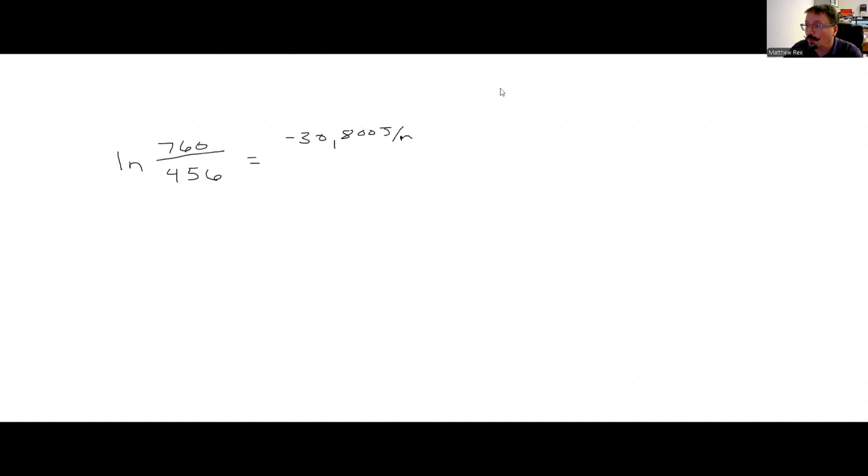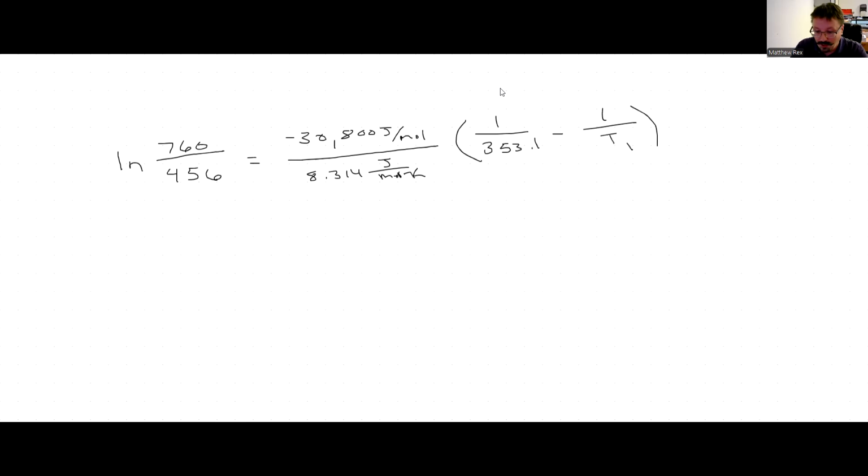So we're going to go from 30.8 to 30,800. Like I said, that'll be over R, 8.314 joules per mole Kelvin. And then 1 over T2, which we made our P2 atmospheric pressure, so we can assume the normal boiling point. We want that in Kelvin, so 273 plus 80.1 gives us 353.1, minus 1 over T1. So that's our other temperature that we don't know that we're solving for.